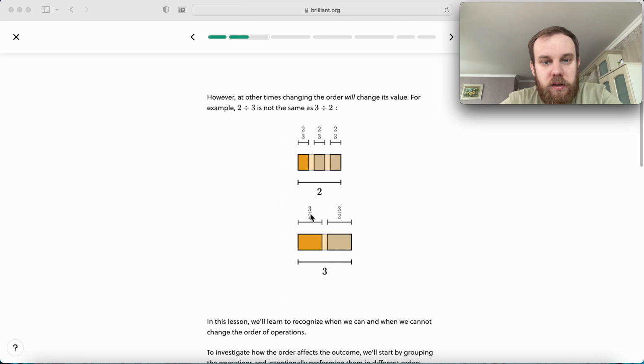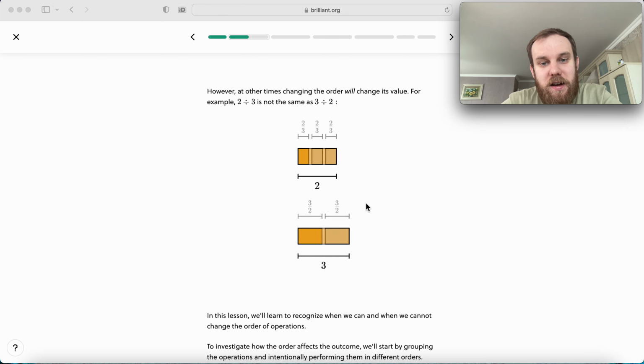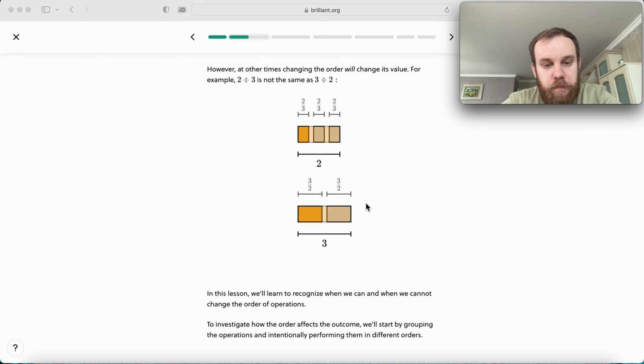However, at other times, changing the order will change its value. For example, if we divide 2 by 3, it's not the same as if we divide 3 by 2. Yeah, it's true. Because in one case we will get 33%, basically one third, and in the other just a half.